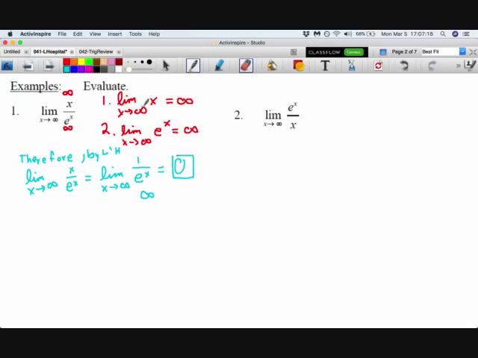But you need to write this step, and this step. You need to cite the two reasons. You know the top's going to infinity. You know the bottom's going to infinity.